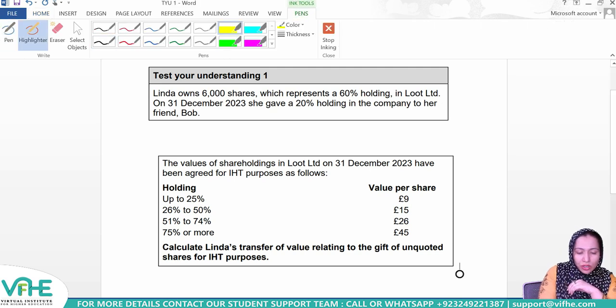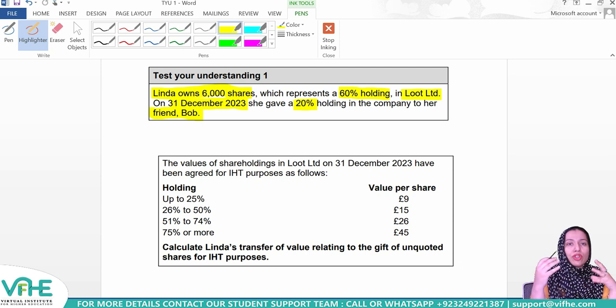So this test your understanding states that Linda owns 6,000 shares, which represents a 60% holding in Loot Limited. On 31st December 2023, she gave 20% holding in the company to her friend Bob. See, out of the total shareholding, she has transferred 20% shareholding to her friend, and that would mean that she is left with 40% of the shareholding.